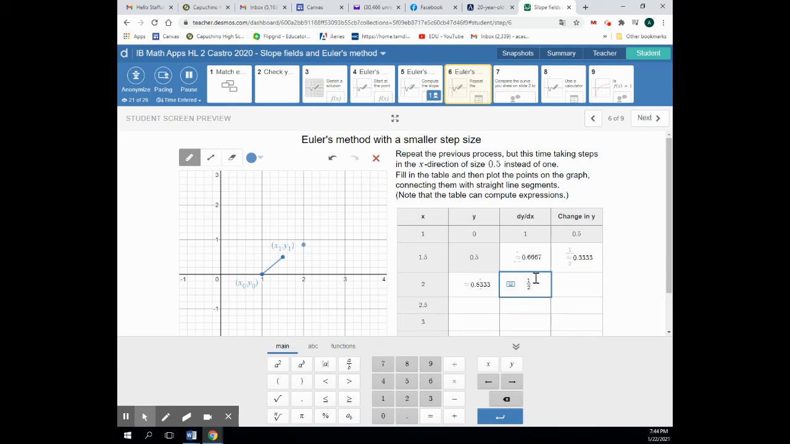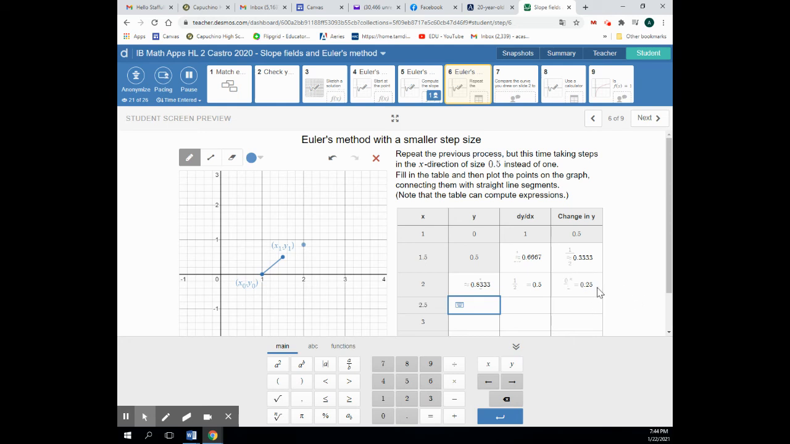1/2. So now that means that for every step to the right, I'm going up half a unit. So for every whole step to the right, I'm going up half a unit. But since I'm only going half a step to the right, I'm going to go half of 0.5. So 0.5 divided by 2 is 1/4, or 0.25.